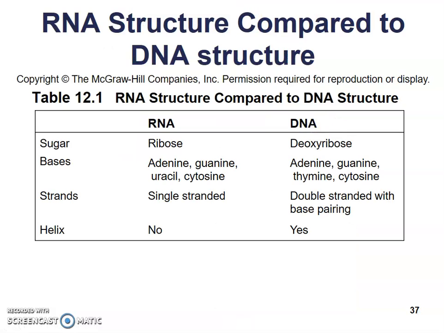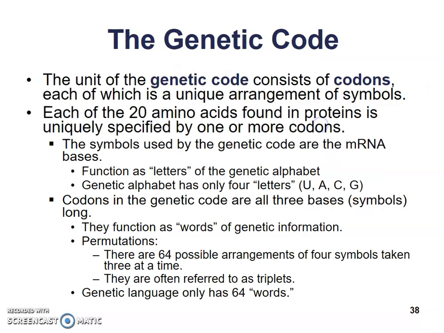Here's a table comparing the structure of DNA to RNA. In RNA, the sugar is ribose. In DNA, the sugar is deoxyribose. The bases in RNA are adenine, guanine, uracil, and cytosine, whereas the bases in DNA are adenine, guanine, thymine, and cytosine. Messenger RNA is single-stranded, whereas DNA is double-stranded. RNA does not form a helix, but DNA does.